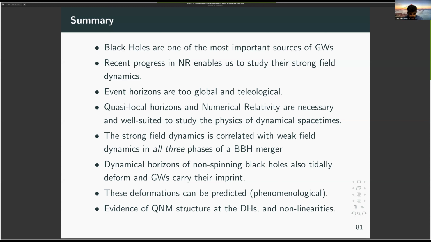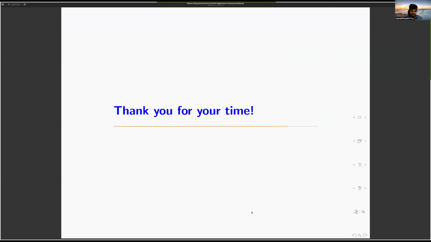Finally, there is also evidence of quasi-normal structure at the dynamical horizons, even though they may be in a highly deformed state where we would not normally think of applying linear perturbation theory. And there have also been evidences of nonlinearities that have been found. So I'll stop here. Thank you.